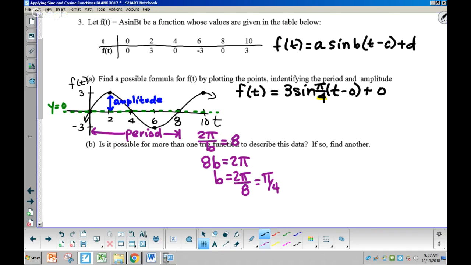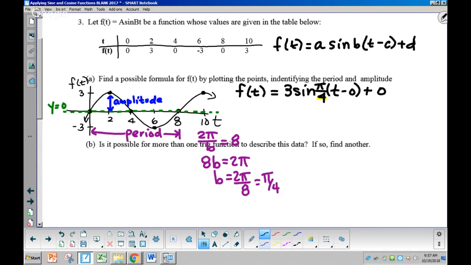Okay? B, I think, is the most difficult thing to find. In order to find b, you have to know what the period is and set it equal to 2 pi over b and solve for b. So that's not a difficult calculation. You just got to remember to do that.